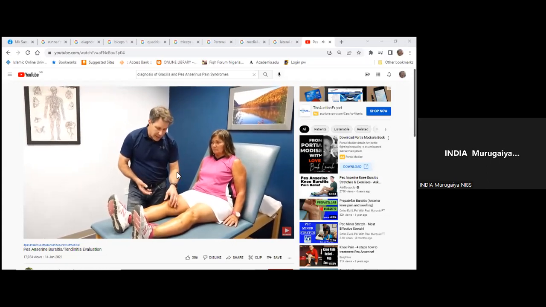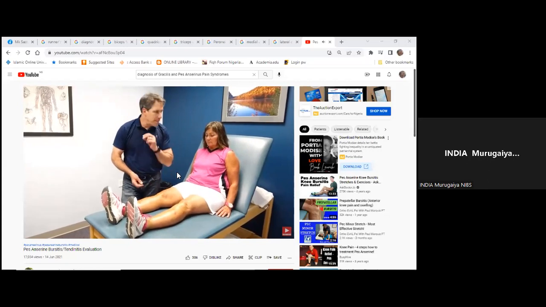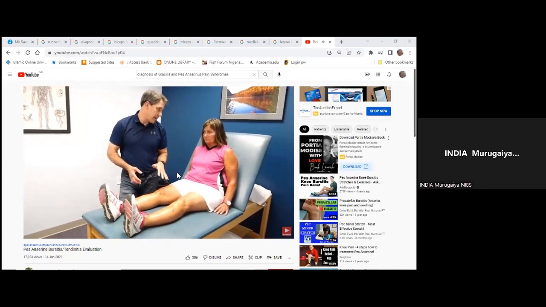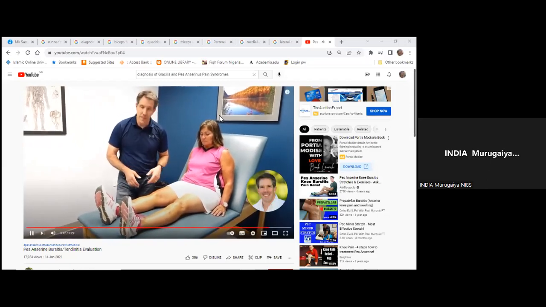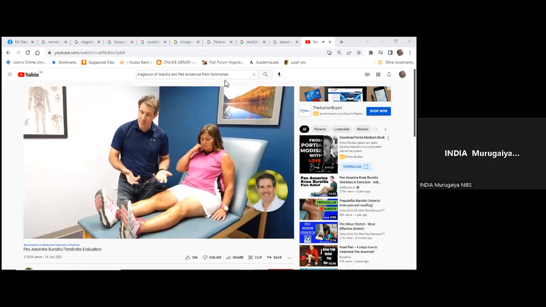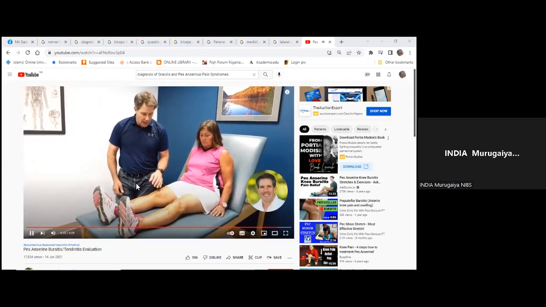And we know this is pes anserine bursitis because she's had an injection for this in the past, and it immediately got better, correct? It just totally settled down. Yep. And that swelling settled down, the pain got better, and it's come back, but this has been a couple of years later. So that's what pes anserine bursitis is.